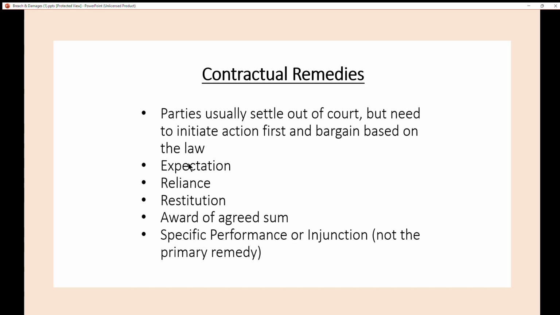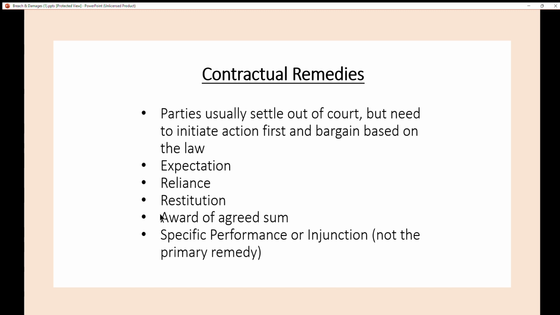So reliance loss is more for misrepresentation. It means you just pay me back whatever I paid you lah. So I give you back my car and you give me back my money. Restitution is where I already gave you all the benefit. Let's say I gave you services. You must pay me the fair value of the benefit you got or the cost I incurred. Restore.